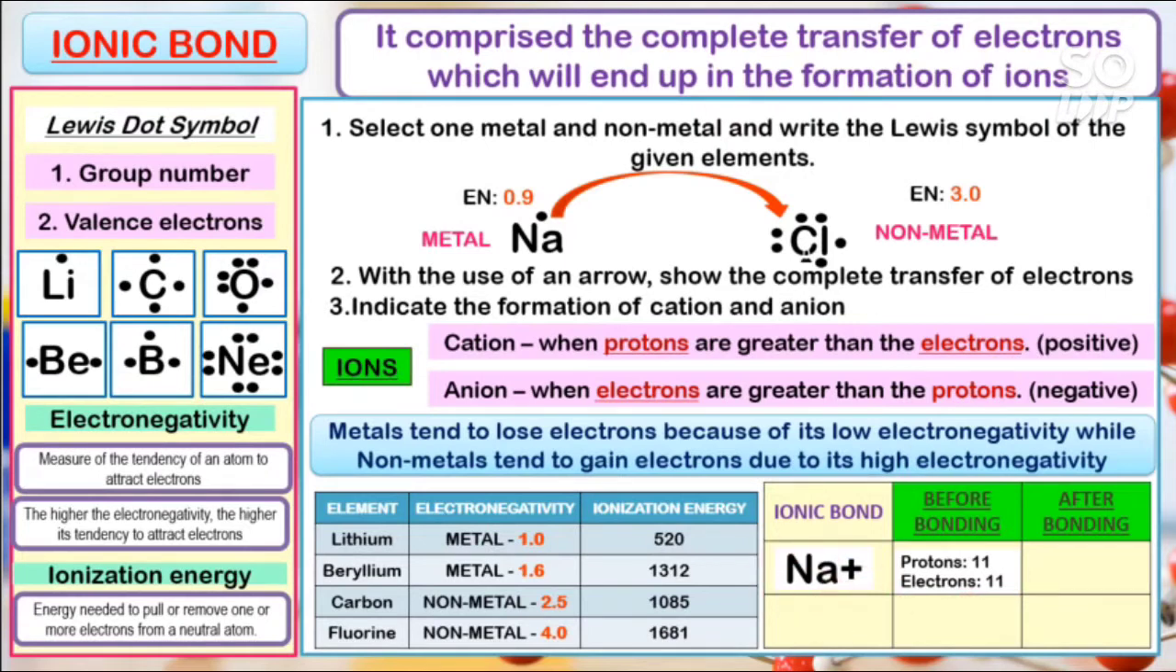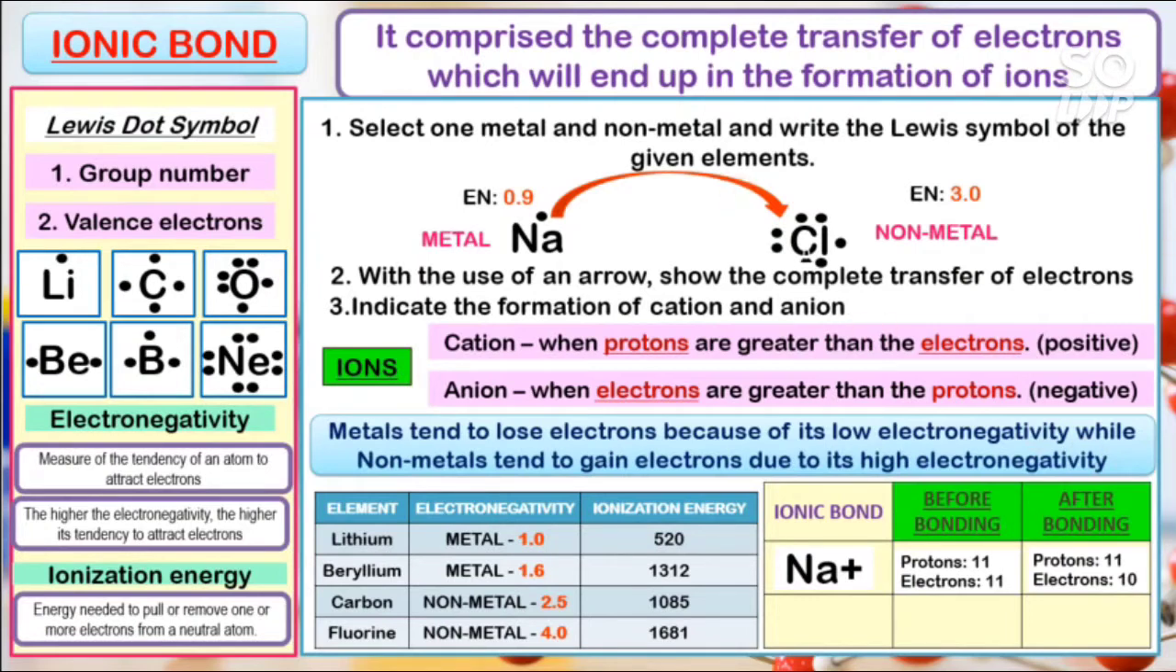But after the bonding, the sodium loses its one electron because of its low electronegativity. So the electron of sodium will be transferred now to chlorine. After the bonding, the electrons of sodium will become 10 only, while the protons are still the same. Protons will not move because they are located inside the nucleus, while the electrons, in our previous discussion, are the ones orbiting around the nucleus. That's why they can move around. They can be transferred, they can jump from one energy level to another energy level.